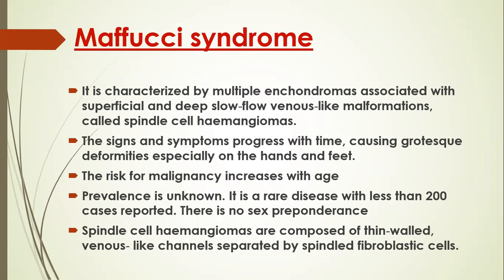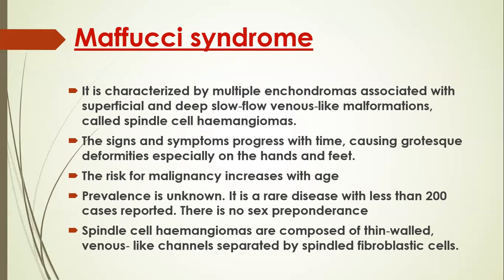Then we have reached another common and important syndrome, which is known as the Maffucci syndrome. This Maffucci syndrome is characterized by multiple enchondromas, which are associated with superficial and deep, slow-flow venous malformations called spindle cell hemangiomas. The signs and symptoms progress with time, causing gross deformities, especially on hands and feet.